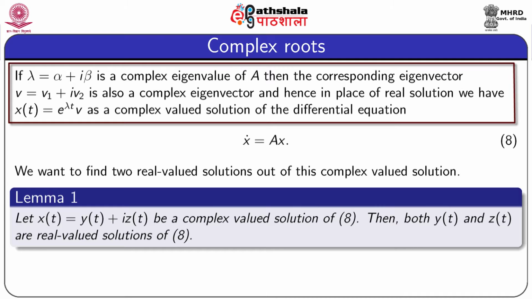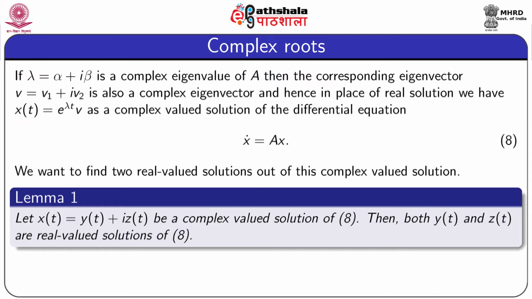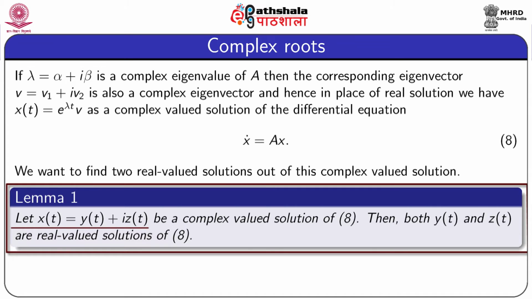And hence, in place of the real solution, we have now the solution of the form x t is equal to e to the power lambda t into v as a complex valued solution of the differential equation x dot, which is dx dt is equal to Ax, given by equation 8. We want to find two real valued solutions from this complex valued solution. So, we have the following lemma: let x t is equal to y t plus i z t be a complex valued solution of equation 8. Then both y t and z t are real valued solutions of 8.